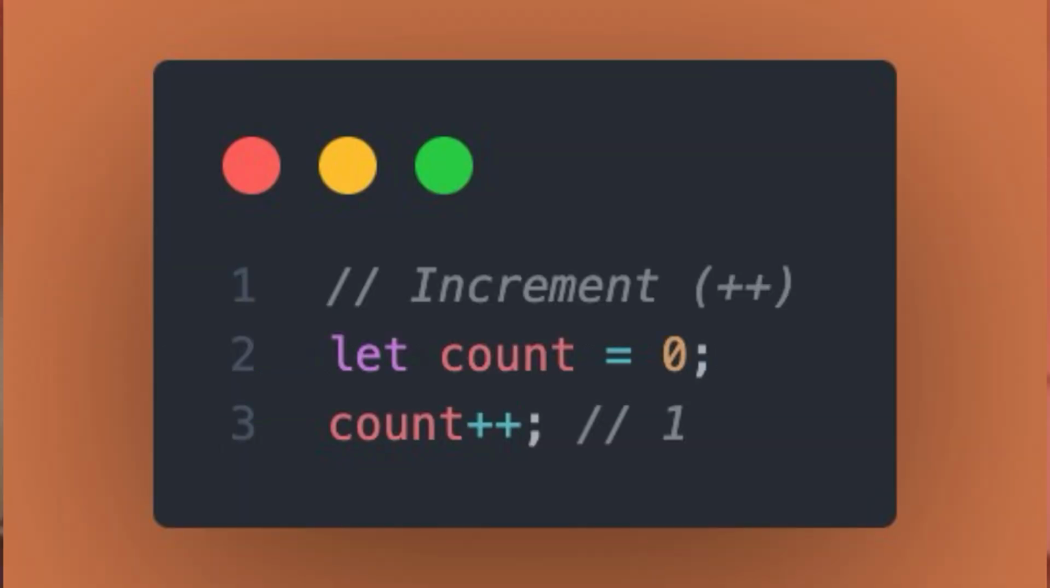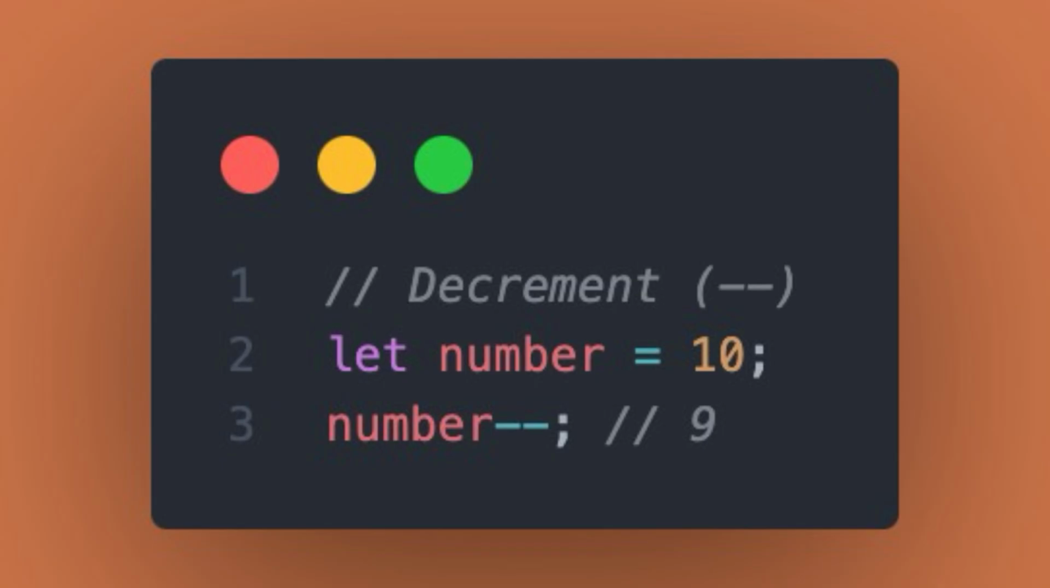And then we have the increment. That is the double plus. It is like a count. It adds 1 to the original number. If I say let count = 0, and I now say count++, count will start to increase by 1. And then we have the decrement. It decreases by 1 as well.